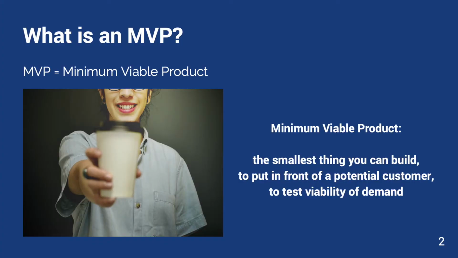So starting off with, what is an MVP? MVP stands for minimum viable product. It is the smallest thing you can put in front of a customer to validate demand. Usually when we talk about MVP, it's a product that you can actually almost sell. You might not sell it, but you have the potential to sell it.